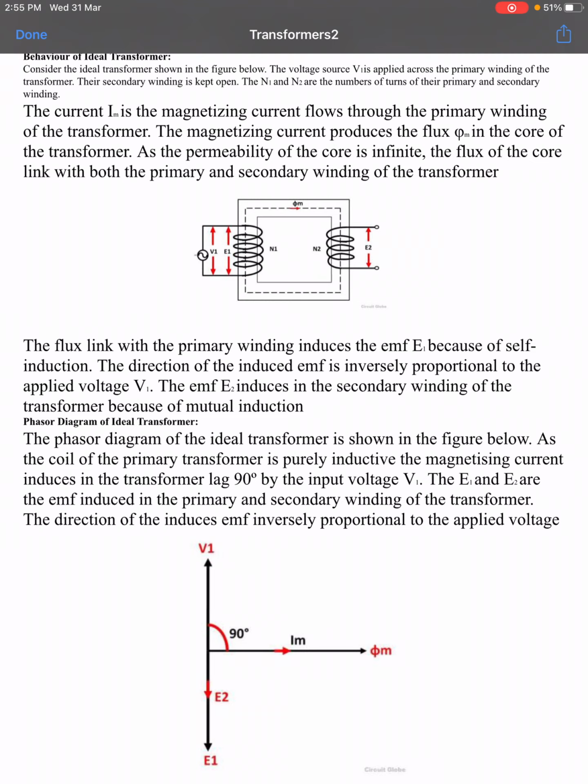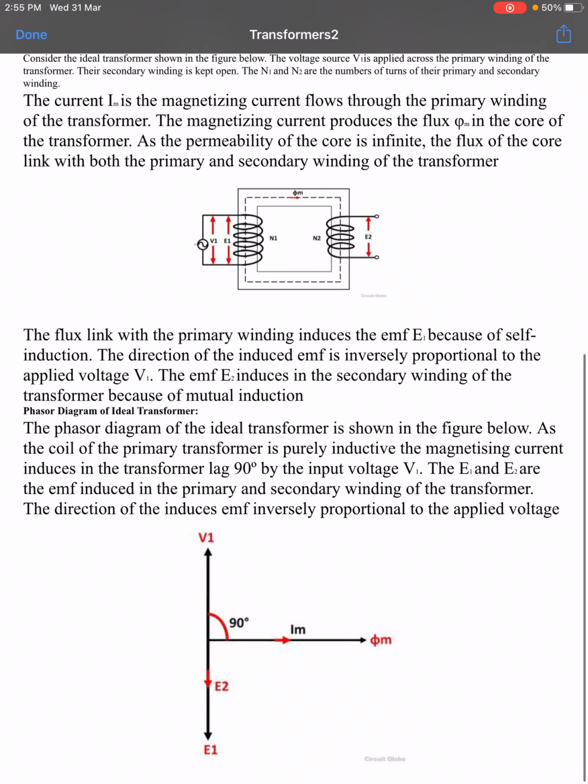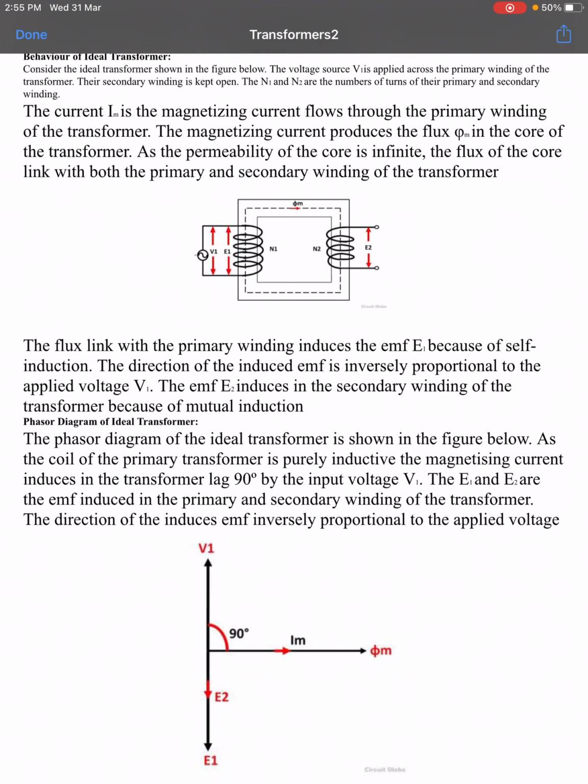Here E1 and E2 are the EMFs induced in the primary and secondary windings of the transformer. The direction of the induced EMF is opposite to the applied voltage. Observe that the induced EMF is in the downward direction and the applied voltage is in the upward direction. Both are in opposite directions. So we get the flux, and because of the flux, we get the induced EMF.